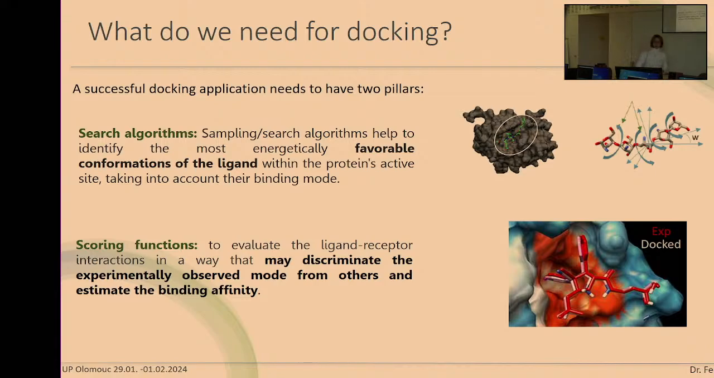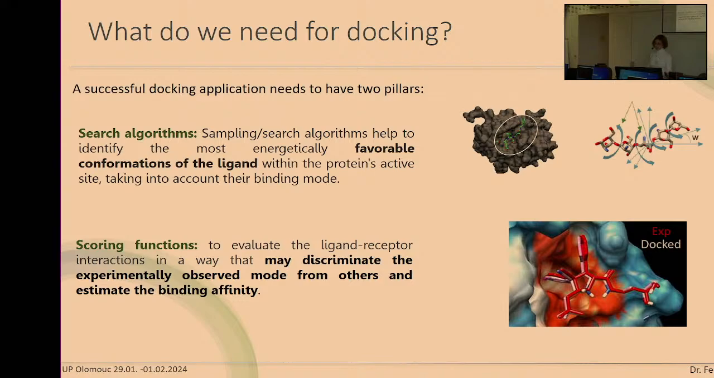The search algorithms treat the ligand configurational space. As I said before, they will treat energetically the conformation of the ligand and take into account the putative binding mode of the ligand. So we have a lot of search algorithms that will generate a lot of conformations, and then we will evaluate each configuration energetically with the scoring function.